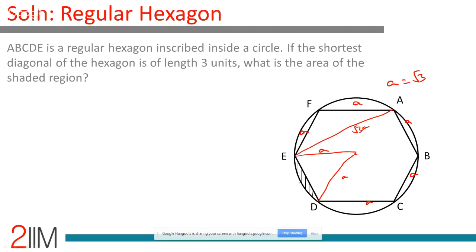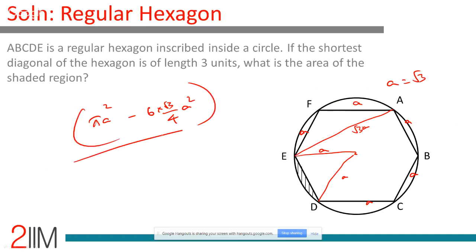Area of the shaded region: area of the circle minus area of hexagon. Circle is pi a square minus 6 times root 3 by 4 a square, divided by 6. That's the answer you're looking for. You're going to plug in A is root 3. Pi into a square, 3 pi, minus 6 by 4 into root 3 into 3, by 6. Whichever answer choice comes closest, that's what you're plugging in. So we go about it, bang, bang, bang, bang.